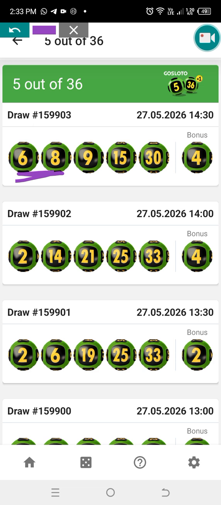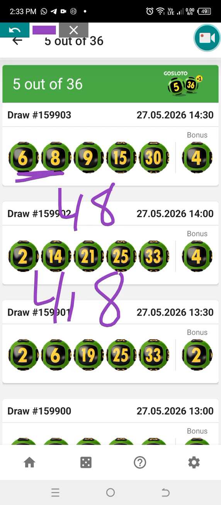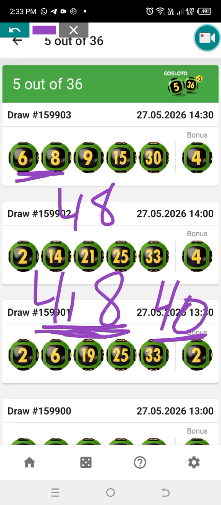6 times 8 is 48, meaning that we have a 4 and 8, right? This is very easy because it's not spinnable, because if you spin 4, it's gonna be 40, which is very high. But 4 and 8 for the next row.